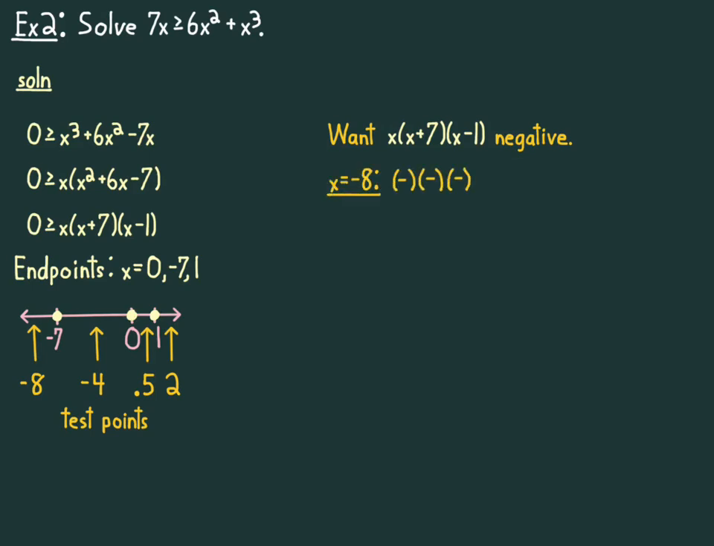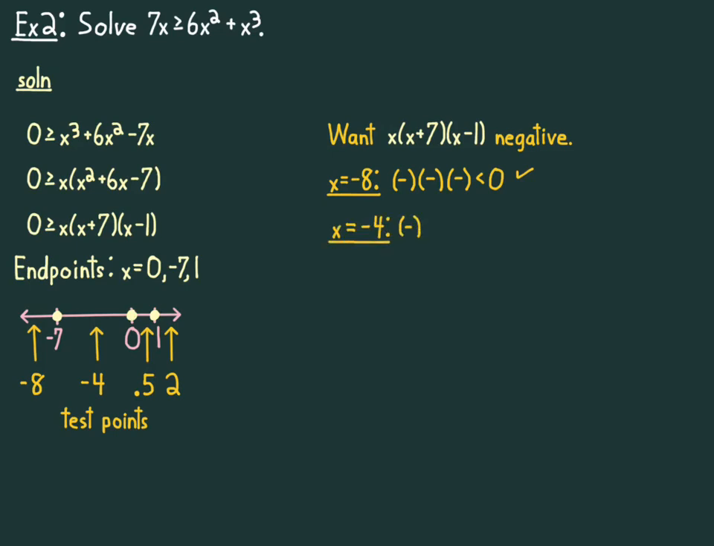So let's try -8. -8, I get a negative times a negative times a negative, right? Because x is obviously negative, -8. -8 in here gives me -1, and -8 in here gives me -9, right? So I get all 3 negatives. The product of an odd number of negatives is negative. So that's what I wanted. I wanted it to be negative. So that region is good.